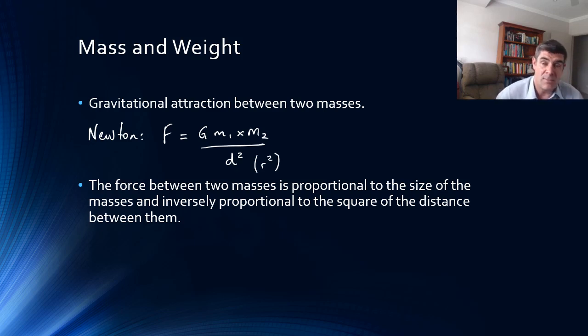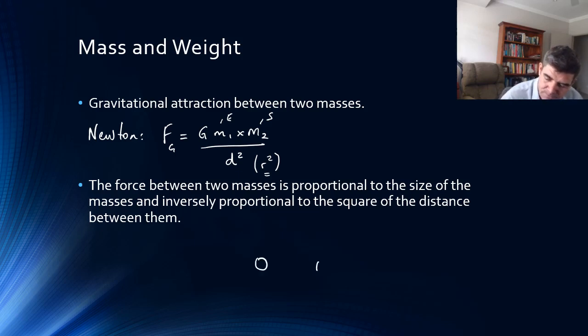This is the mathematical expression, and so you can substitute values in for the mass of one object. Let's say this is the Earth, and the second object is the Sun, and you can work out, using the gravitational constant and the distance, which is often the radius of the orbit between the Earth and the Sun, the size of the force of gravitational attraction between these two bodies. This is what the second of these dot points says in a qualitative fashion. That is, the force between two masses is proportional to the size of the masses and inversely proportional to the square of the distance between them.